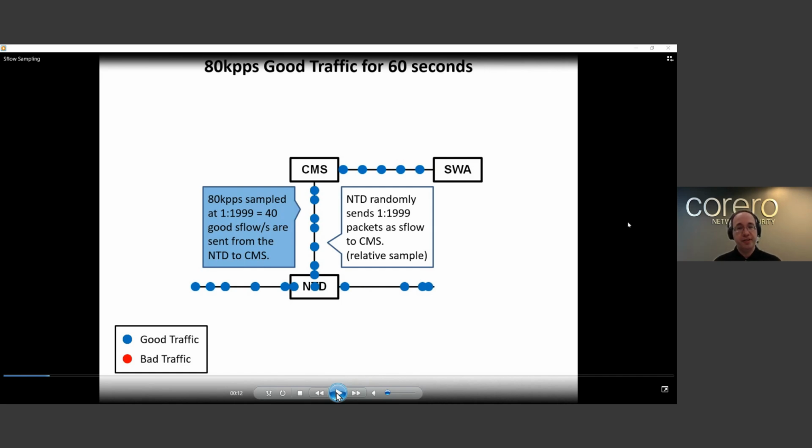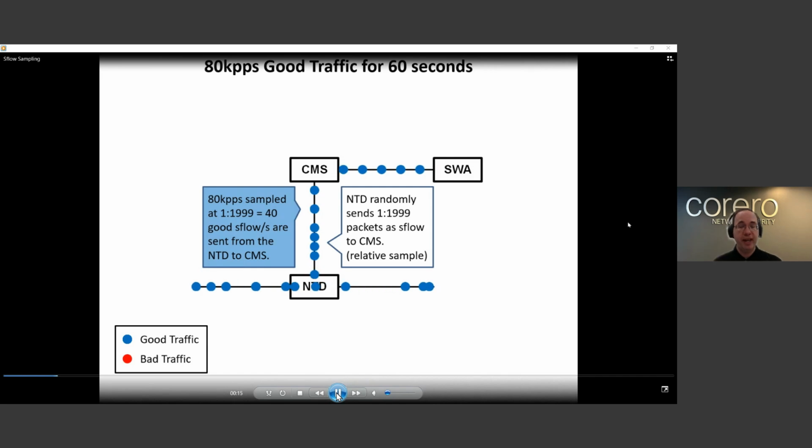So this sFlow sampling is very random and very good. This is something that Corero did right from the start. It's awesome. The statistical analysis is excellent. It gives you a great view of your network. We use it for countless products. But so we get 40 a second going to the CMS.